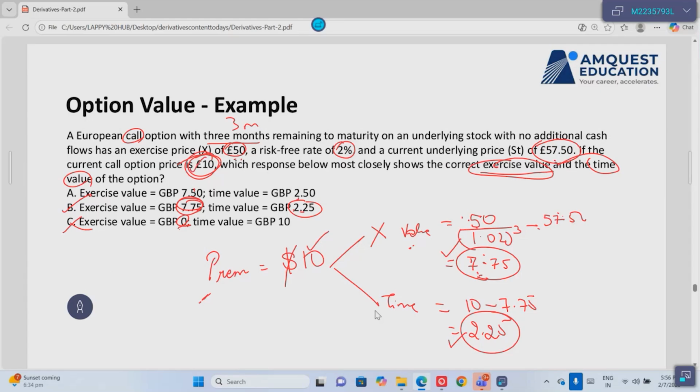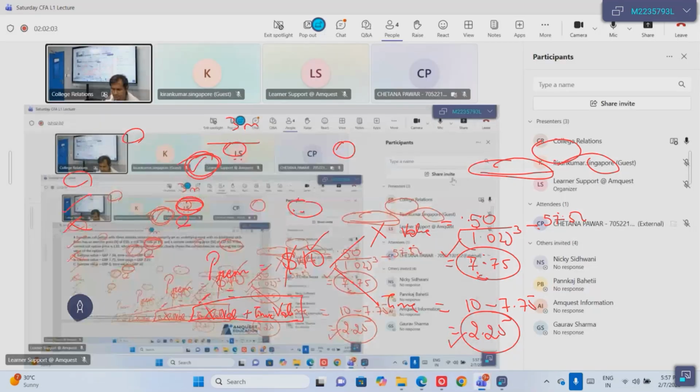That is your option plan. Any question on this? So this summarizes the key learning that premium equals exercise value plus time value. Clear? Take a note of this quickly. Get this concept very clear. Any query on this? Okay. Any question, guys? Please answer.